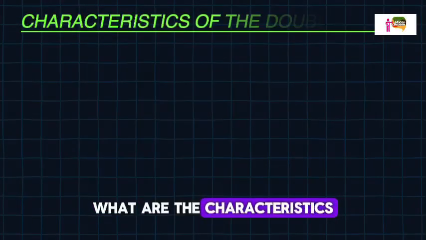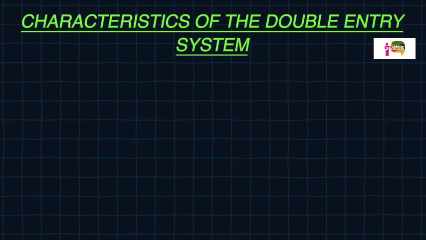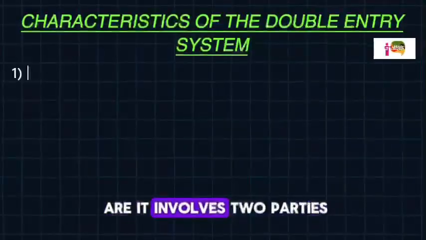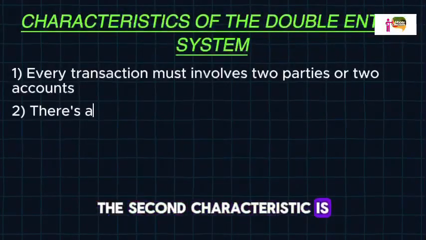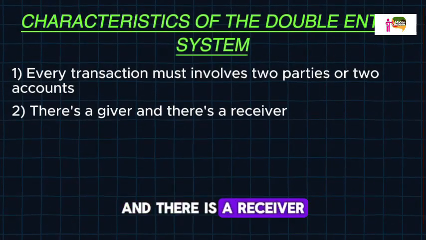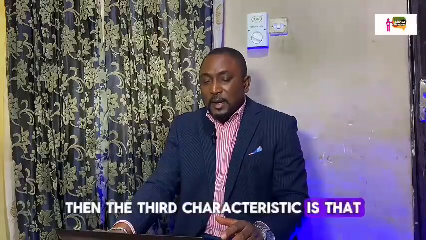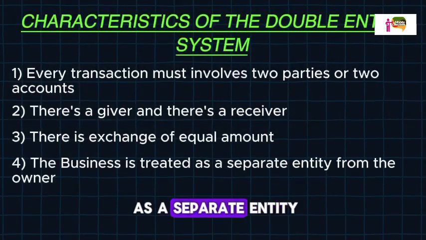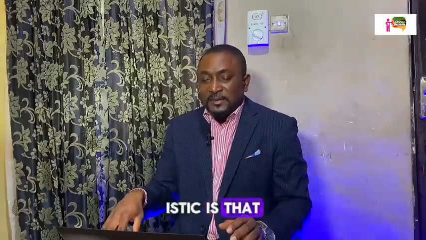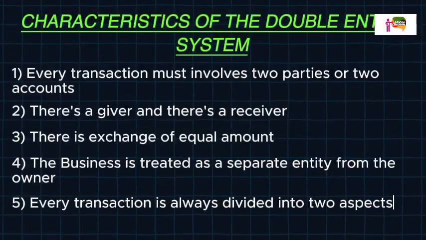What are the characteristics of the double entry system? Number one, it involves two parties or two accounts. The second characteristic is that there is a giver and there is a receiver. The third characteristic is that there is exchange of equal amount. The business is treated as a separate entity from the owners. Then the next characteristic is that there are dual aspects. Every transaction is always divided into two aspects.